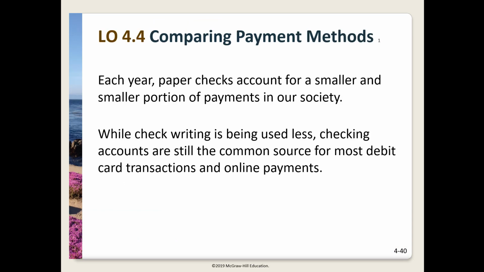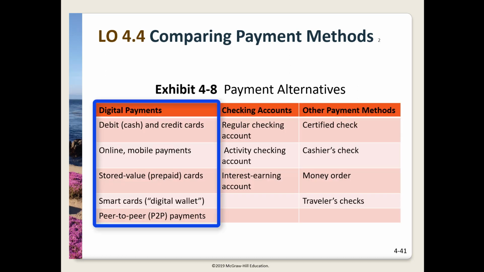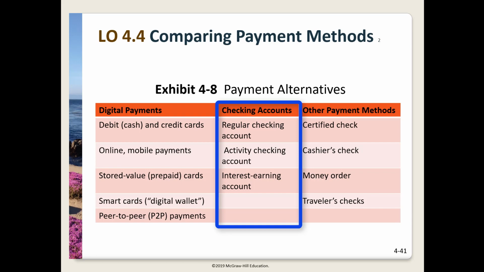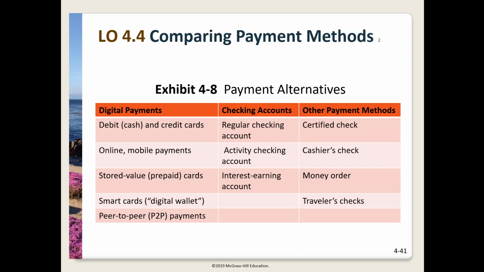It is so much easier to pay your bills online, yet most of us still have a checking account, as there are times when you just need to write a check. This chart compares three general payment methods: digital, debit and credit cards, online payments, prepaid store cards, smart cards, and peer-to-peer. Checking account, handwritten checks. Other forms: cashier's and certified checks, money orders, and traveler's checks. But you don't even see these much anymore, as travelers simply use their credit cards. We're going to look briefly at each method.